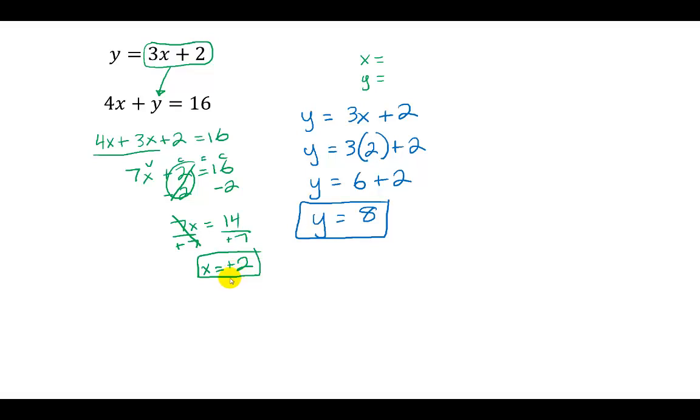Now that I know what x is and what y is, I'm going to write my final answer as an ordered pair. It needs to be in the form x comma y, which means my answer for this is 2 comma 8.